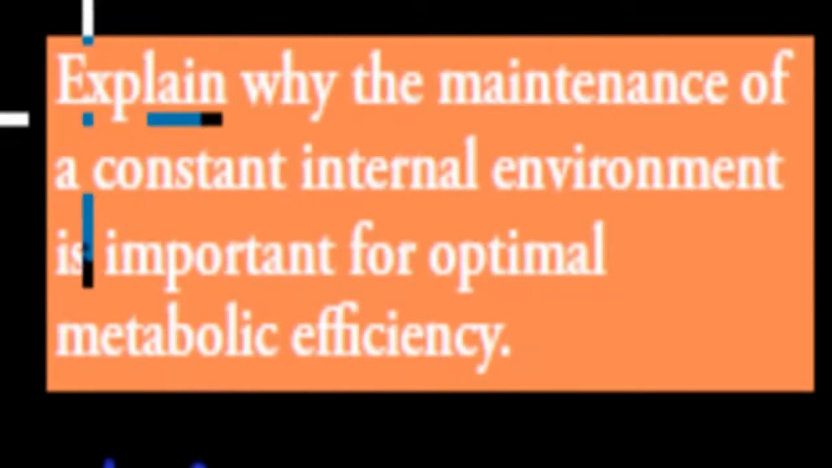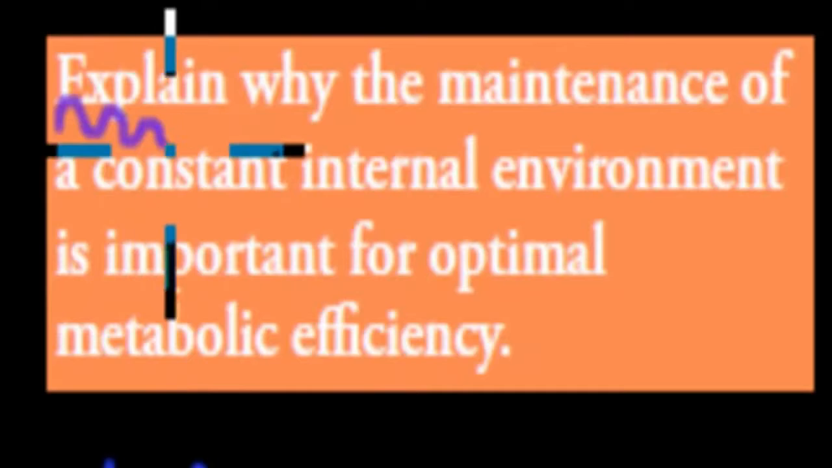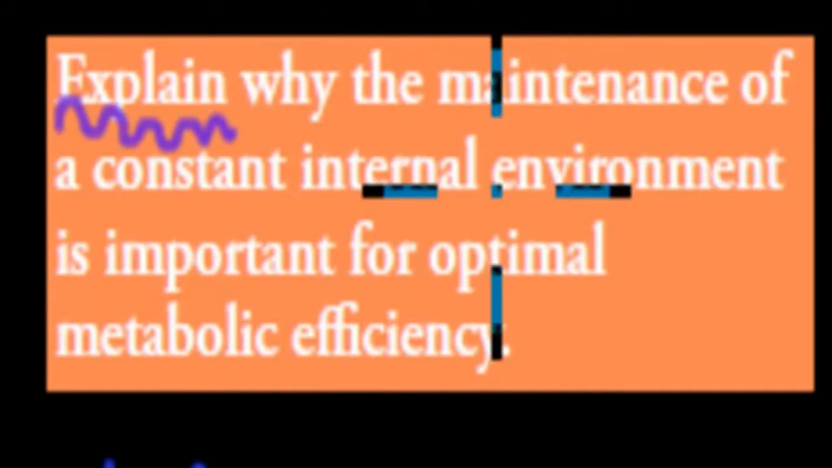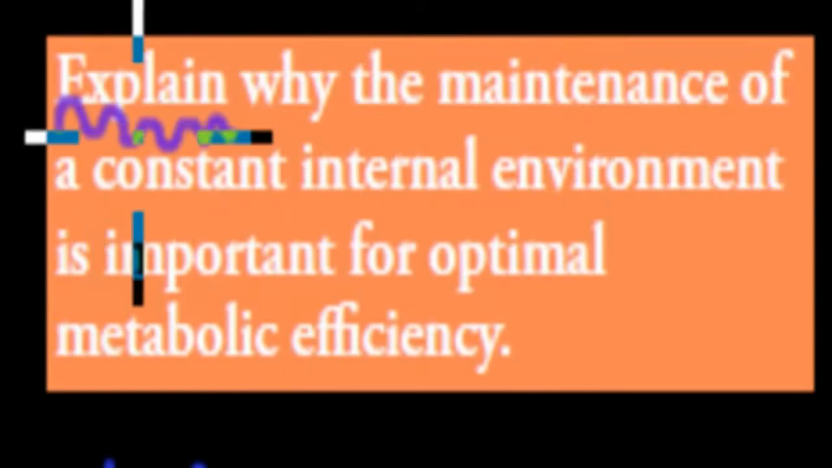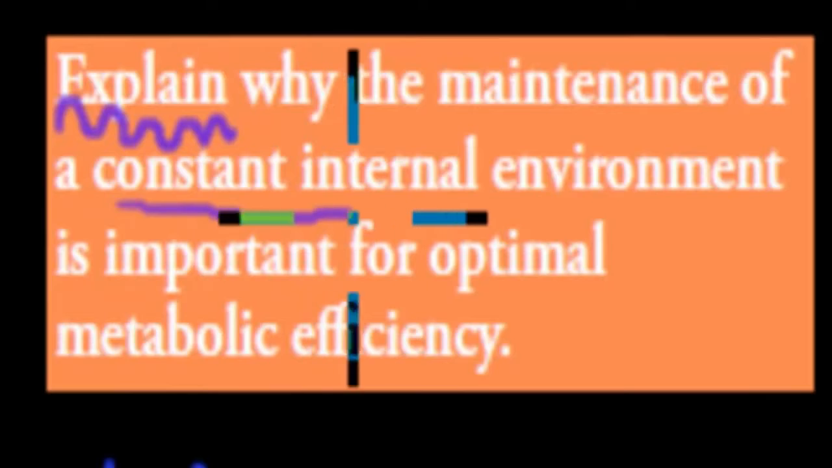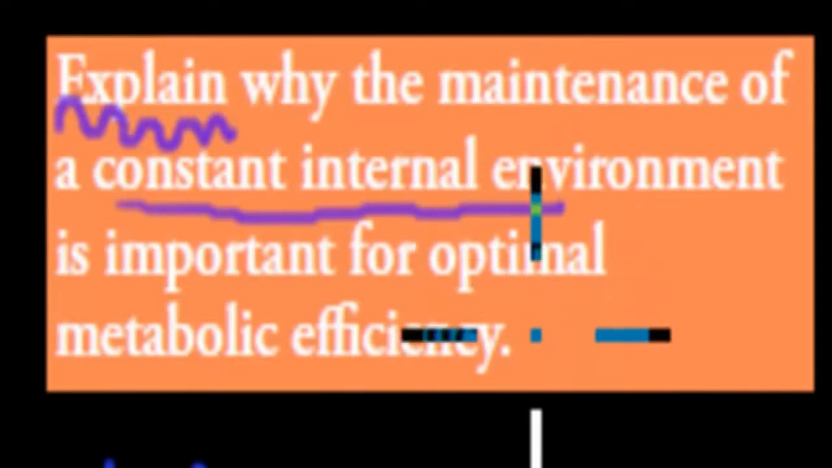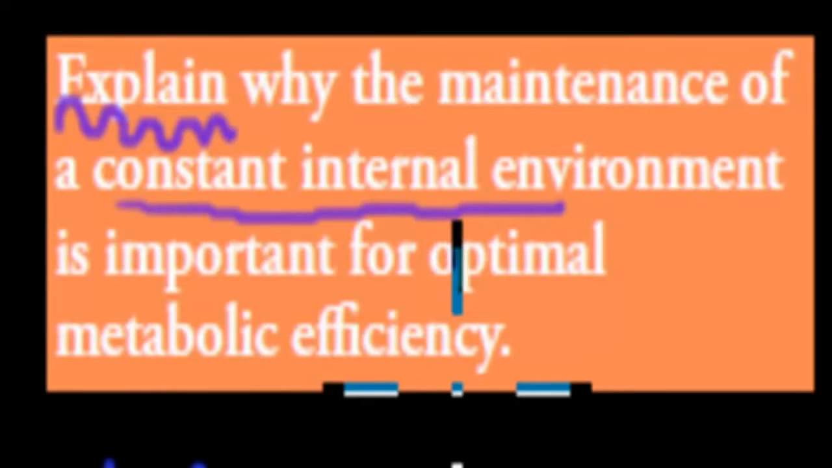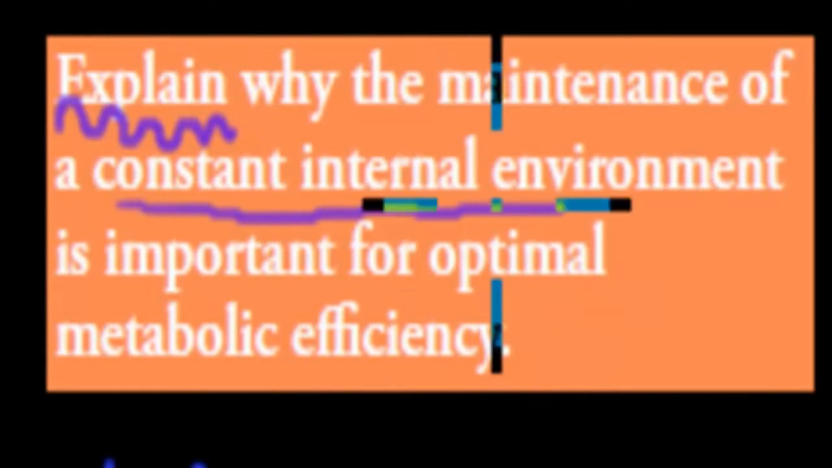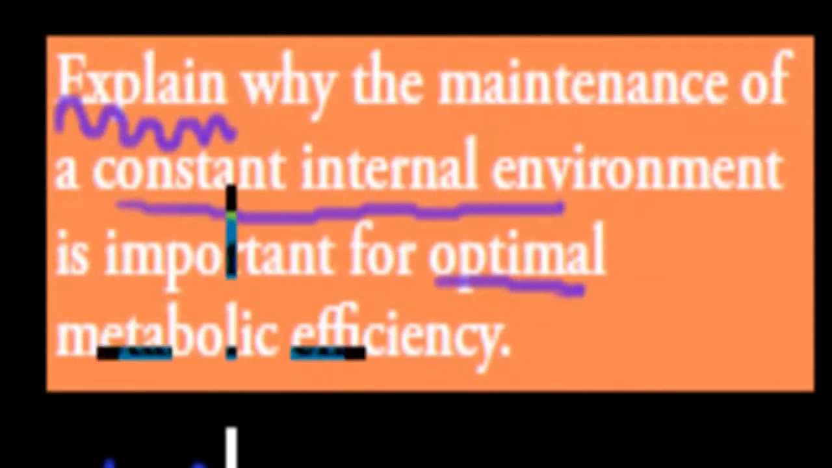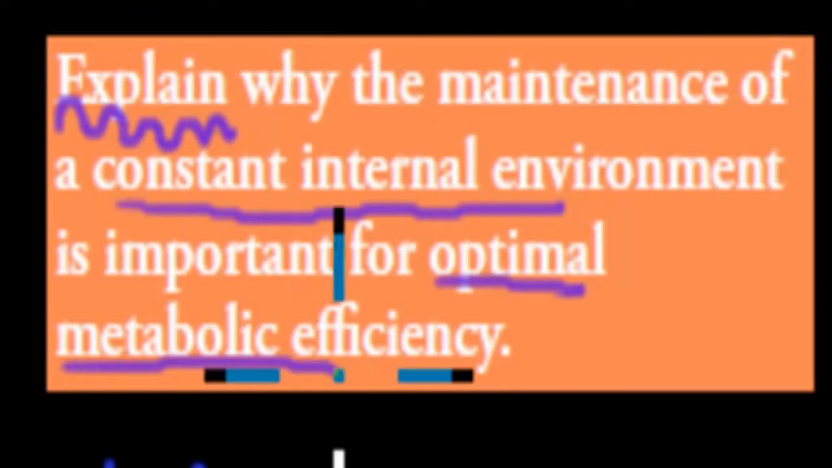So before we start, obviously the verb itself is explain. So we don't just have to be able to say that our constant internal environment affects our metabolic efficiency, we have to explain why as well. Obviously we need to know what the constant internal environment is. That's just keeping something constant. So for example, keeping our body temperature at 37 degrees Celsius at all times, or keeping our pH at 7 at all times. That's keeping a constant internal environment. And then that optimal metabolic efficiency, that word as well, I'll go over in a second.